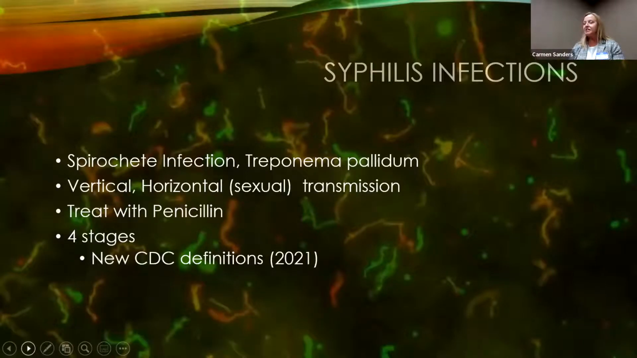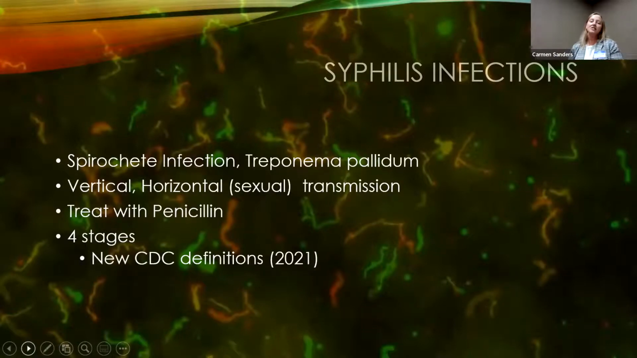And so what syphilis is, it's a spirochete infection. It's the organism Treponema pallidum. We transmit syphilis by vertical and horizontal transmission. Vertical transmission is from mom to baby. Vertical transmission in any infection is from one generation to the next, and so with syphilis, it's mom to baby. Horizontal transmission is most common, obviously, and is sexual transmission. And it is still treated with good old penicillin, thank goodness.